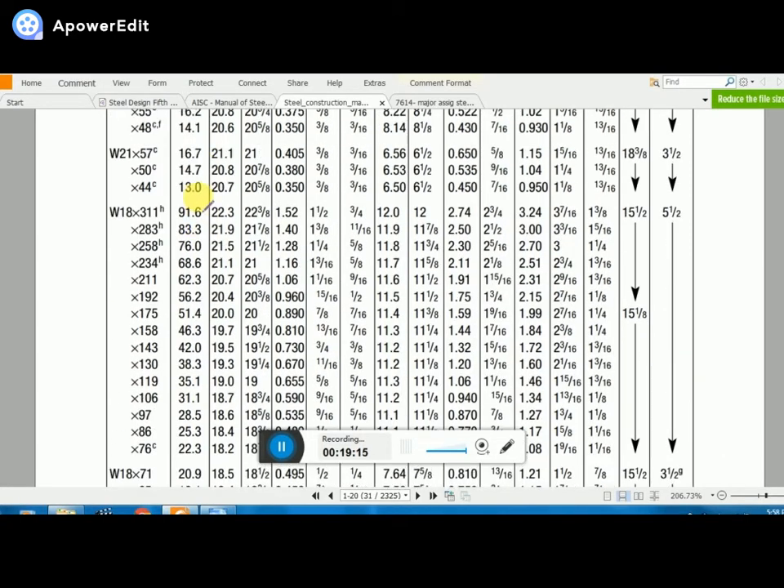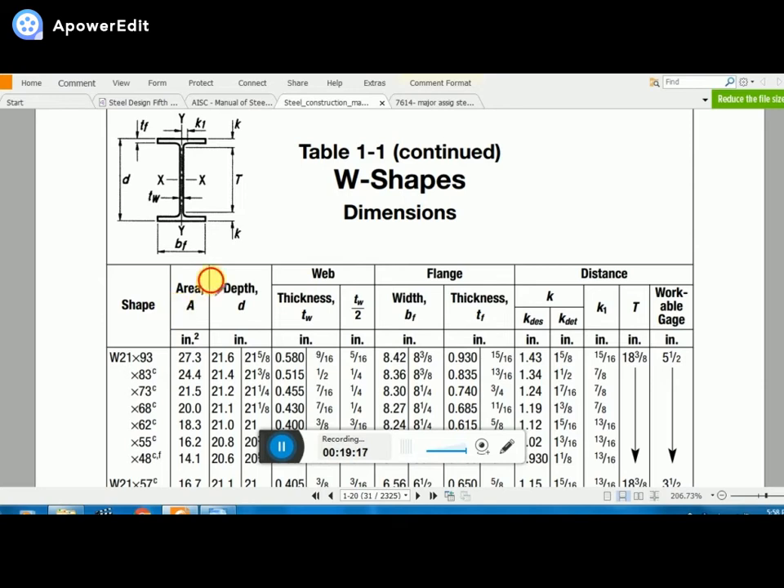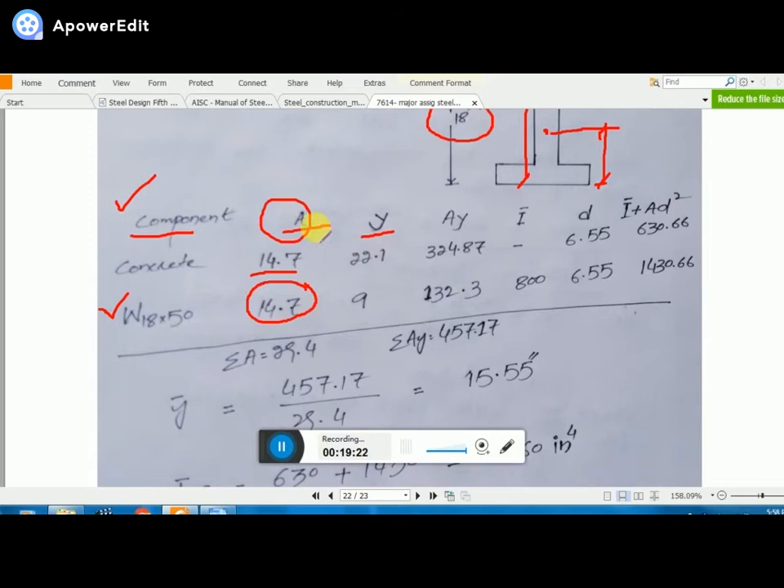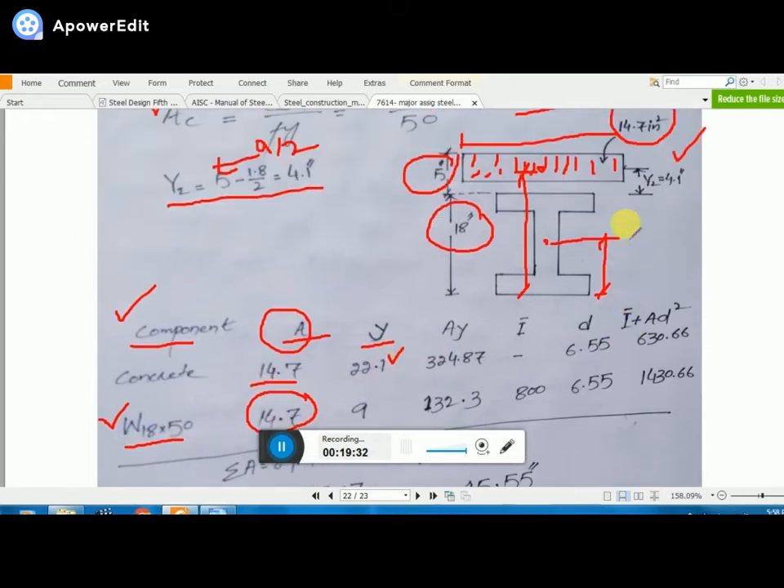And here you see this area, 14.7 inches squared. Okay, this is your gross area here. So now we got the concrete area already from calculation. We got the steel area. Now this 22.1 is basically 18 plus this 4.1 inch, to the centroid of the concrete area to the bottom. This y is this location, and you already know 18 divided by 2 gives you this term.